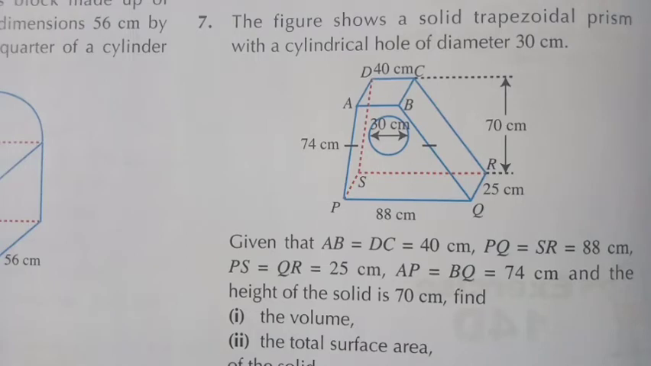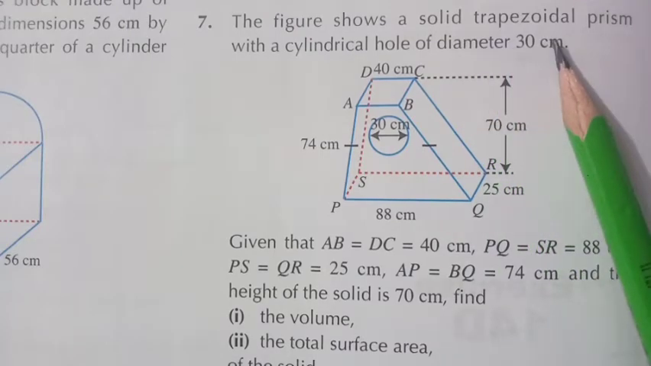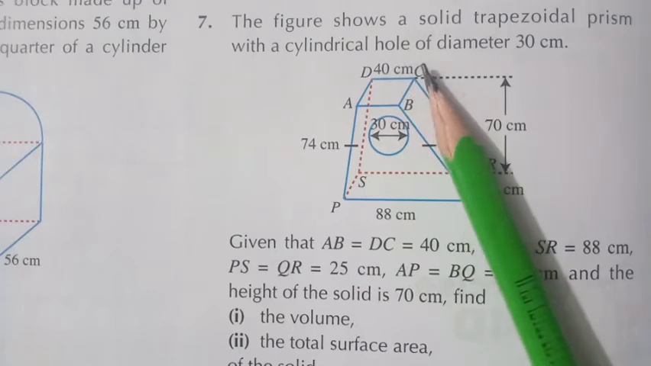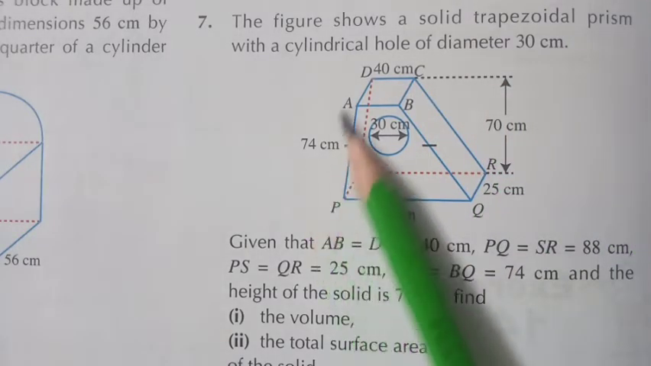Now question number 7, the statement of the question: the figure shows a solid trapezoidal prism with a cylindrical hole of diameter 30 centimeter. This all is evident over here in the figure.